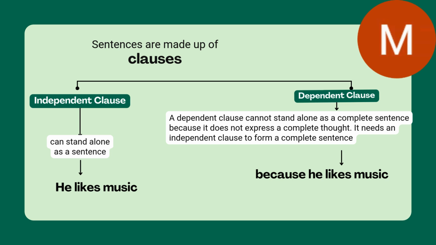A dependent clause cannot stand alone as a complete sentence. Why? Because it doesn't express a complete thought. It needs an independent clause to form a complete sentence. Look at this example. Because he likes music. Although it has a subject, he, and a verb, likes, the sentence doesn't give a complete thought. So it is a dependent clause because it needs something for completion. It is incomplete.